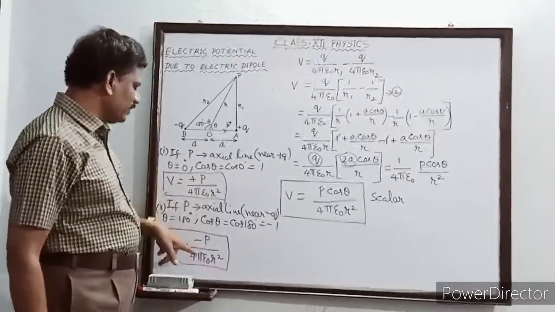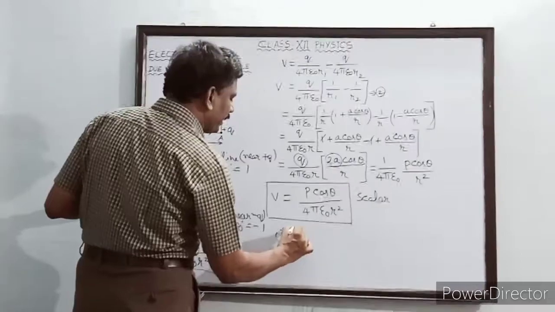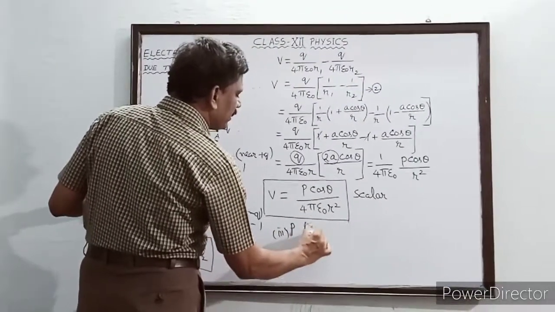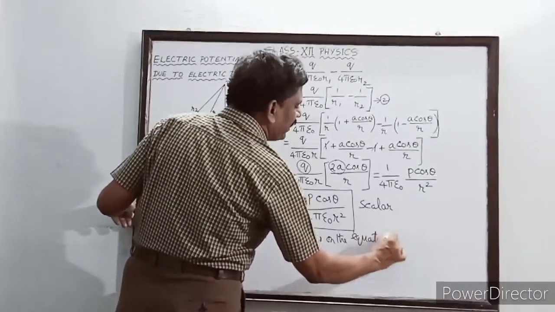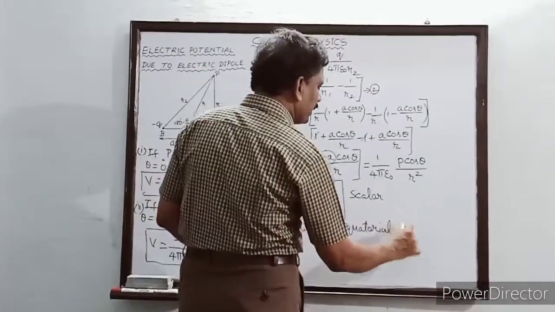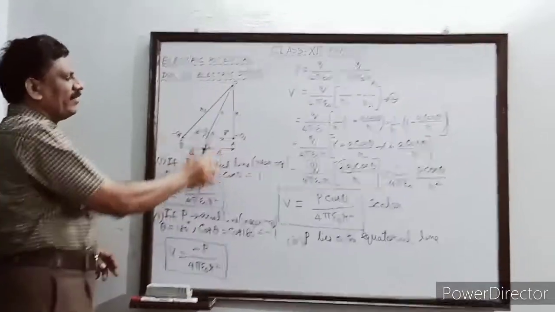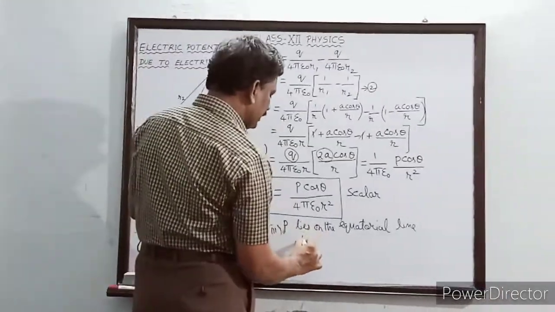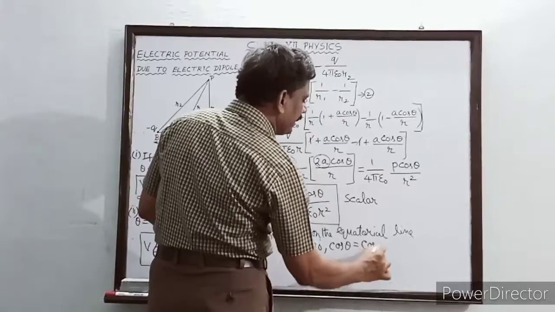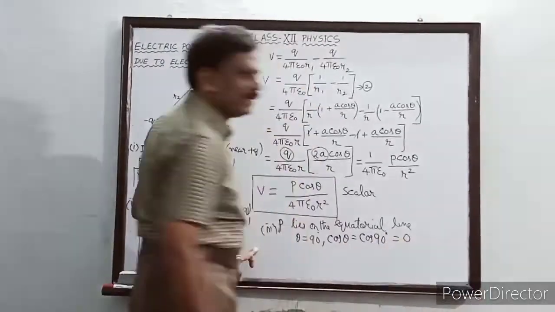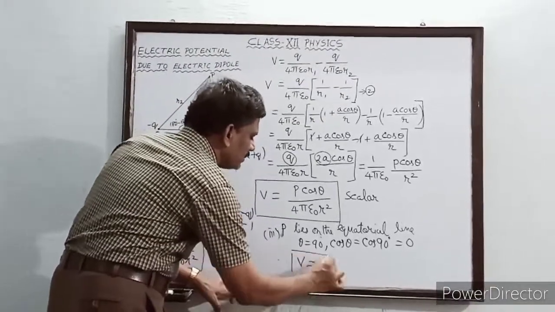Is it not? Here positive and here it is negative. And case 3, if you take along the equatorial line, that is P lies on the equatorial line. Equatorial line means theta is equal to how much? It is 90 degree. So if you take any equatorial line passing through the midpoint O, theta will be equal to 90 degree, and cos theta is equal to cos 90 degree, and cos 90 is equal to what? 0. Therefore the potential along the equatorial V is equal to 0.